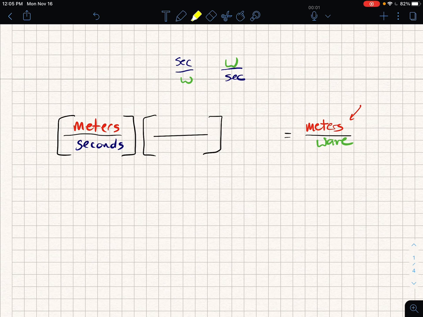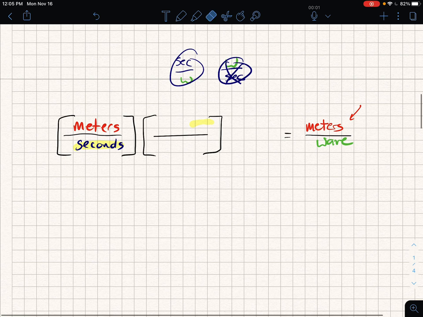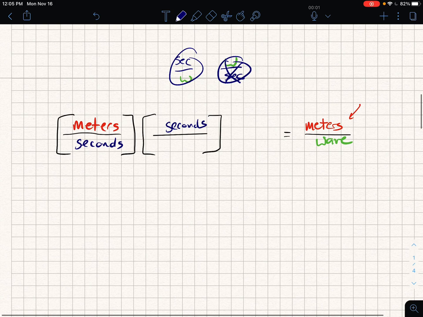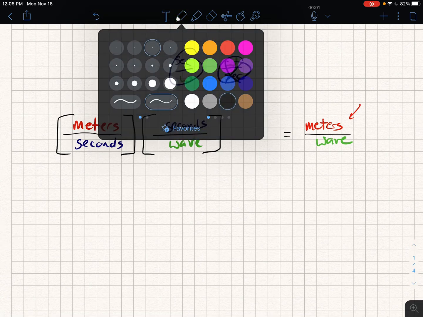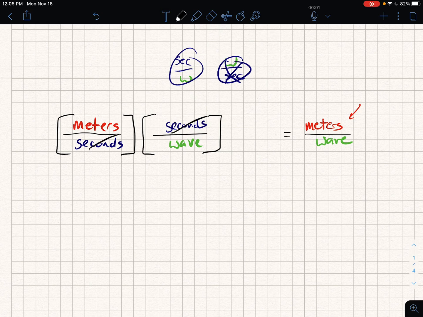So I have right now seconds is already on the bottom. In order for me to get rid of it, I need seconds to show up on the top. So that's not this form, that's going to be that form right there. So if I go through, I'm going to erase that highlighted mark real quick. If I go through and say, well, fine, I need to multiply meters per second times seconds, come on green, seconds per wave. And when I do that, what I will see is that the seconds cancel out and it leaves me with meters per wave. Well, meters per second is velocity. That is the units of that form of that variable right there.